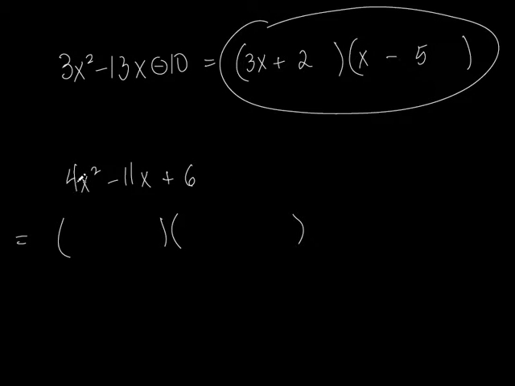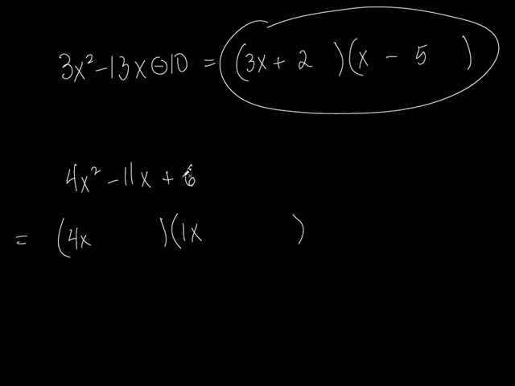Now I've got a couple choices here with 4. What could I put here? I could put 4x and 1x, or what's my other choice? I could use 2 and 2, couldn't I? Again, it's just a shot in the dark, okay? Just try one. What do you think you want to try? 4 and 1? Okay, let's try 4x and 1x.